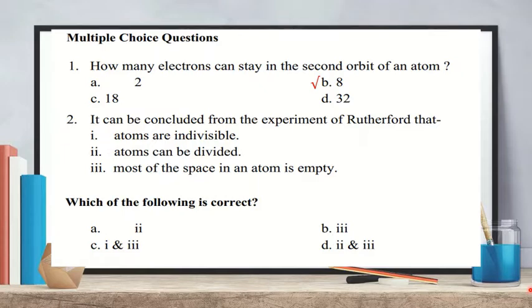MCQ number 2: can it be concluded from the experiment of Rutherford that atoms are indivisible? No. It is not the conclusion of Rutherford's experiment. Atoms can be divided? Yes. After dividing the atom, we get electron, proton and neutron. And most of the space in an atom is empty. It is also the conclusion of Rutherford's experiment. So the answer will be 2 and 3. That is option D, 2 and 3.